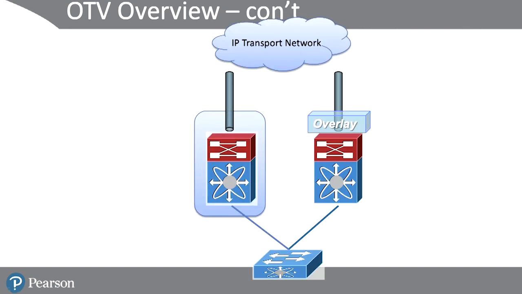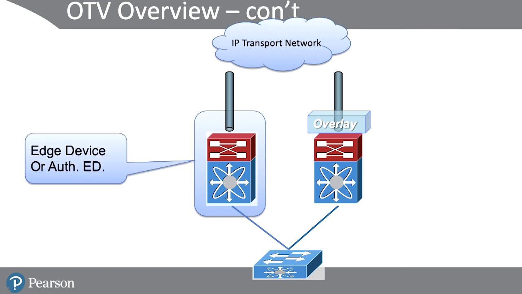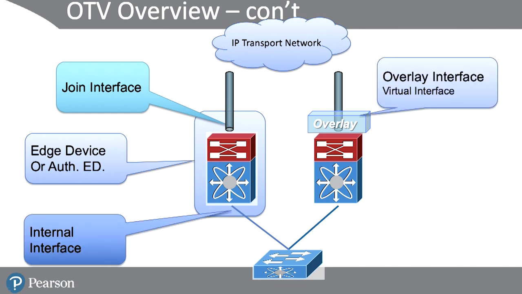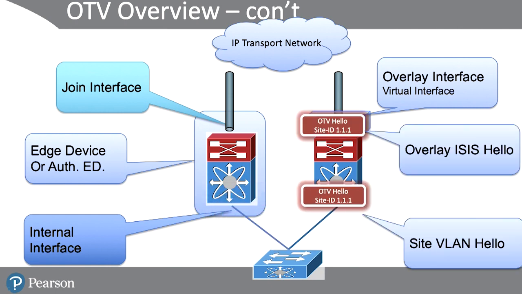There are several keywords that we need to know when it comes to OTV. There is an IP transport network, there are edge devices or AEDs, then there are join interfaces, internal interfaces, overlay interfaces, and OTV site hellos or site IDs. The OTV site hellos are not just within the site but also across the sites. That means these are the overlay ISIS hellos. Let's talk about all these terminologies in detail.